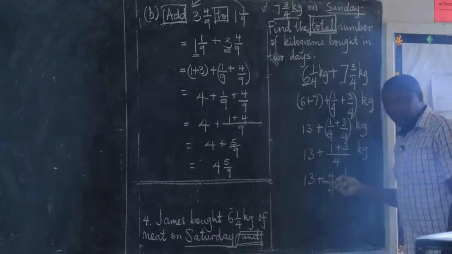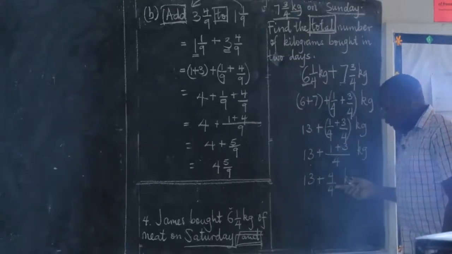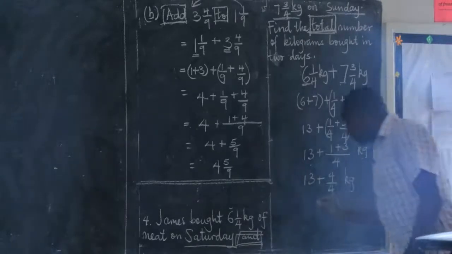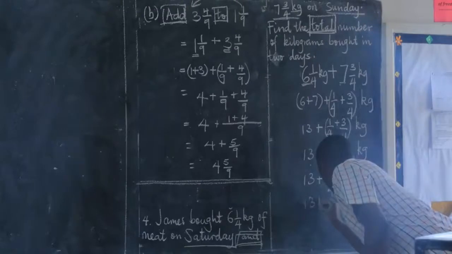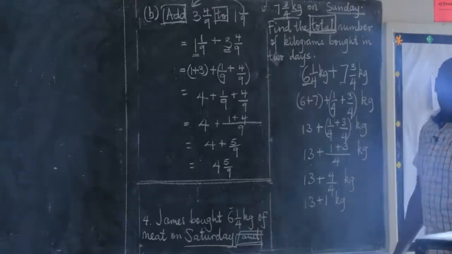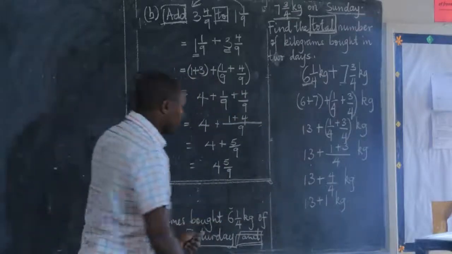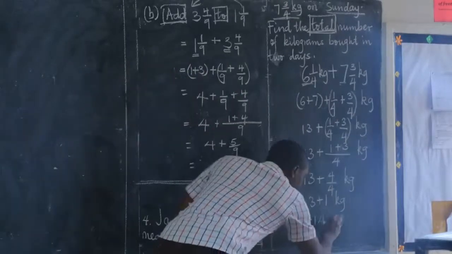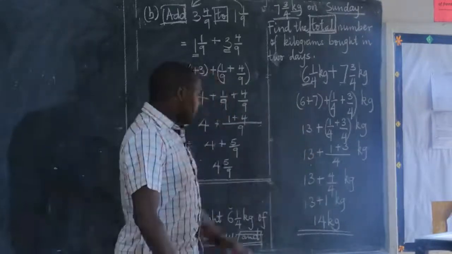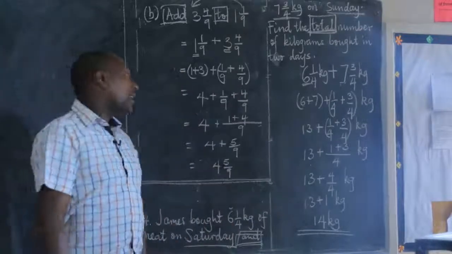In this case, we cannot only remove this one and leave these 2 similar. So we shall have a whole instead of 4 out of 4. So this will be 13 plus a whole. These are kilograms. Okay? How many shall we have in total? 13 kilograms plus 1. Somebody is saying 14 kilograms. Very good. These are the kilograms that were bought on Saturday and Sunday.